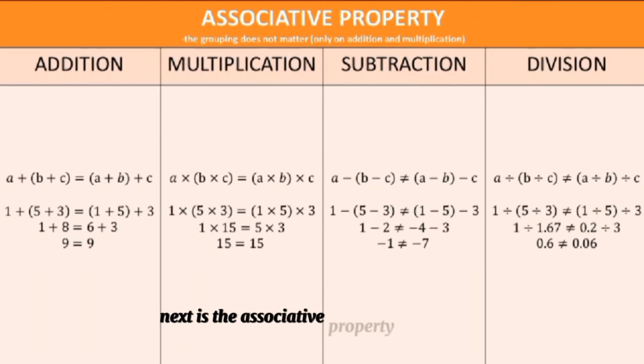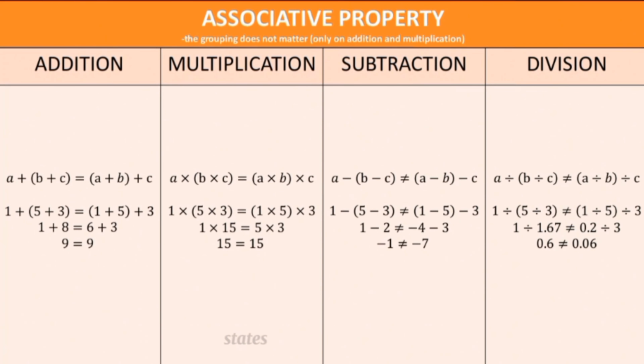Next is the associative property. Associative property states that when three or more numbers are added or multiplied, the sum or the product is the same regardless of the grouping of the addends or the multiplicands. So, the associative property applies to addition and multiplication. In addition, we have a plus quantity b plus c is equal to quantity a plus b plus c. In multiplication, we have a times quantity b times c is equal to quantity a times b times c.